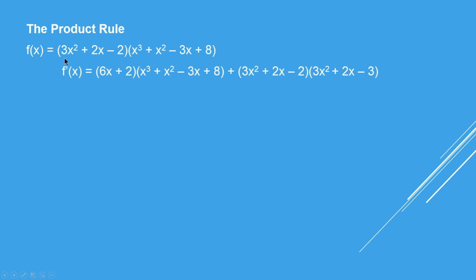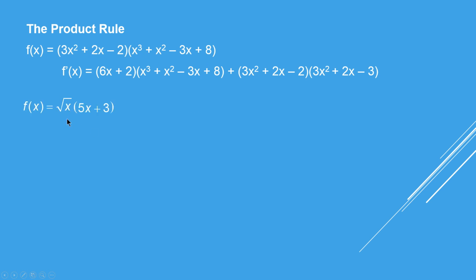So how do we use it? Well, if f of x equals this thing here, here's u, here's v. So derivative of u is 6x plus 2 multiplied by v. And then it's u multiplied by the derivative, so it's 3x squared plus 2x minus 3. Most of the time, you can leave it in that form. You don't have to simplify.